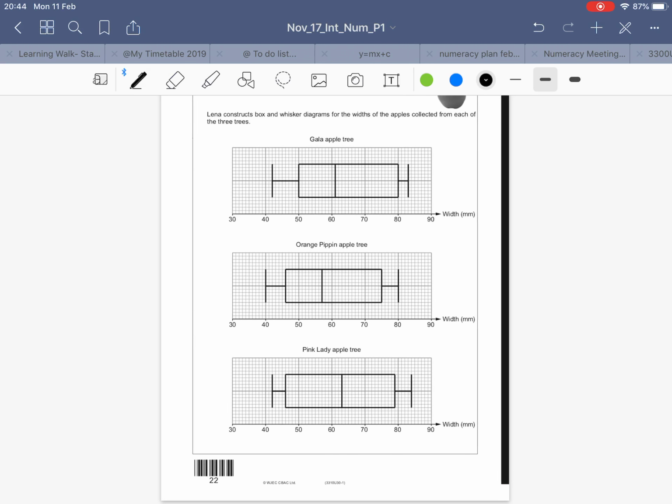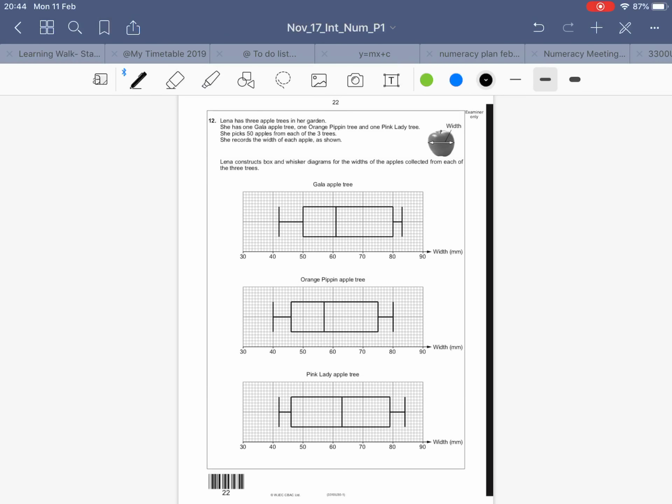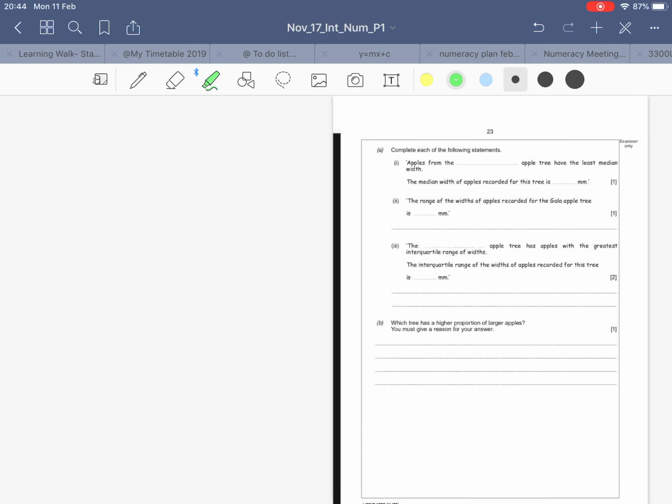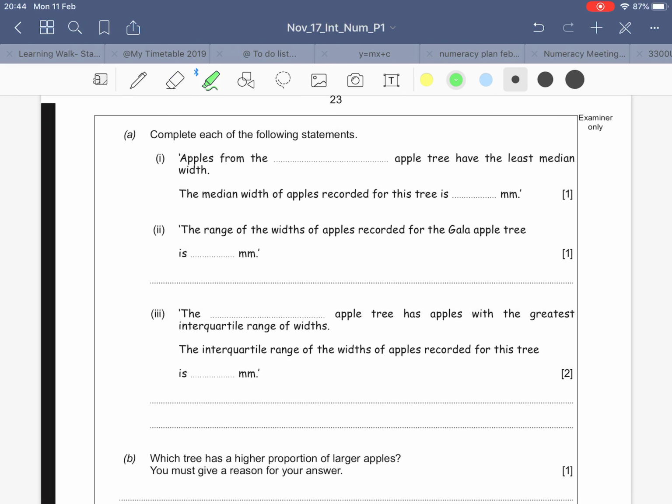Okay. Question 12. First of all, I don't have a question here. I've just got 3 diagrams. It's talking about the width of an apple. This apple over here. And she's picked 50 apples from each of the 3 trees, and we've got Gala, Orange Pippin and Pink Lady. Alright, filling in the gaps. Complete the following statements.